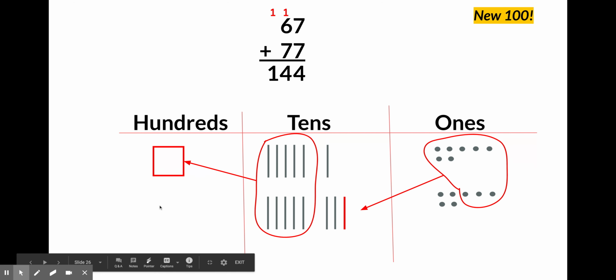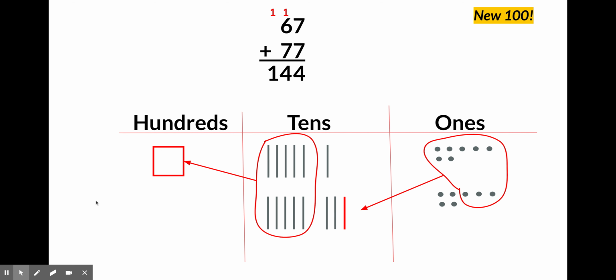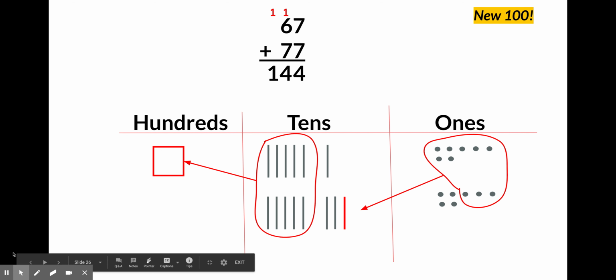Now it's your turn. You're going to go to Seesaw and solve your own problems, and then come to group at 9:45 with this problem on your paper.